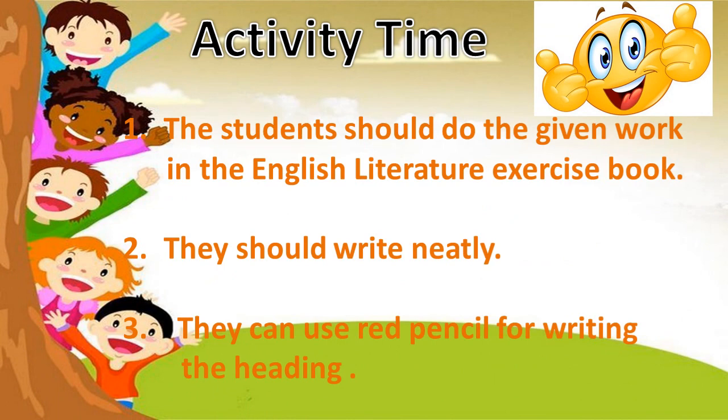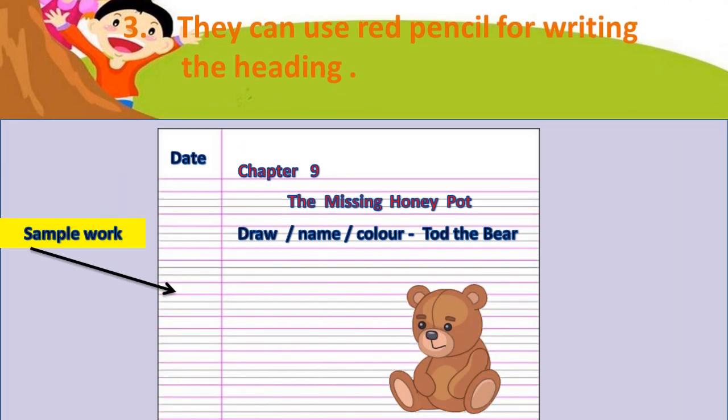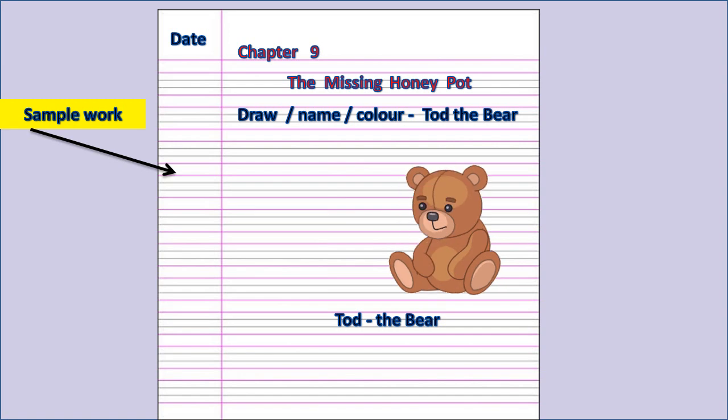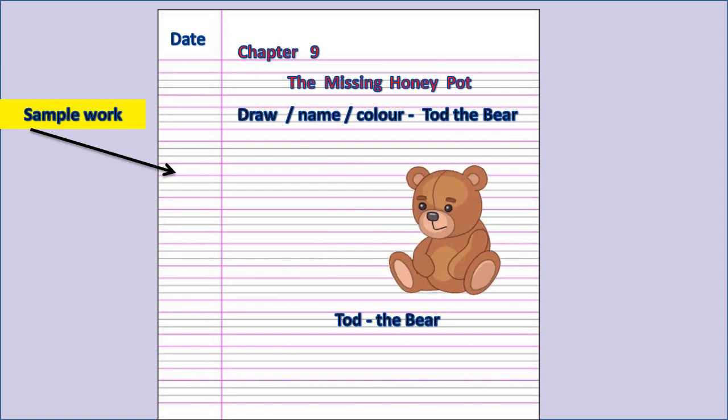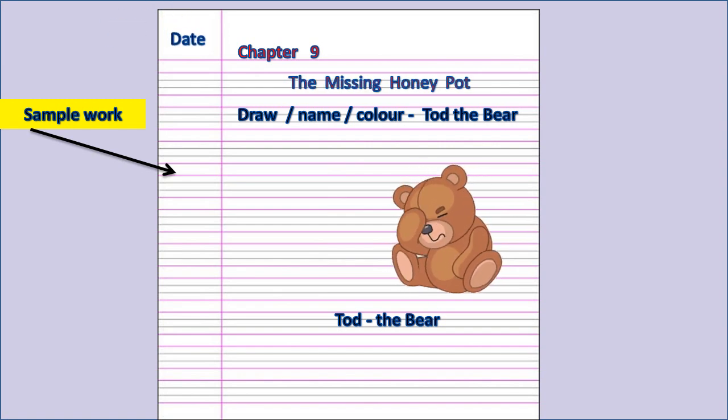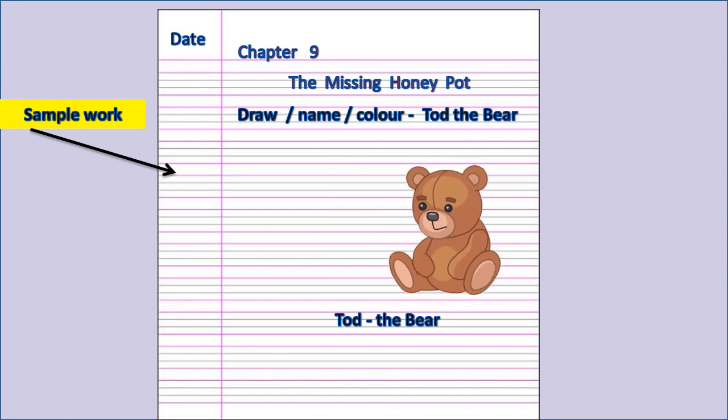Activity time. Dear children, you will do this given work in your English literature exercise book. Write neatly. You can use red pencil for writing the heading. This is a sample work. You will do this work in a fresh new page. Write the date. Chapter 9, The Missing Honey Pot.